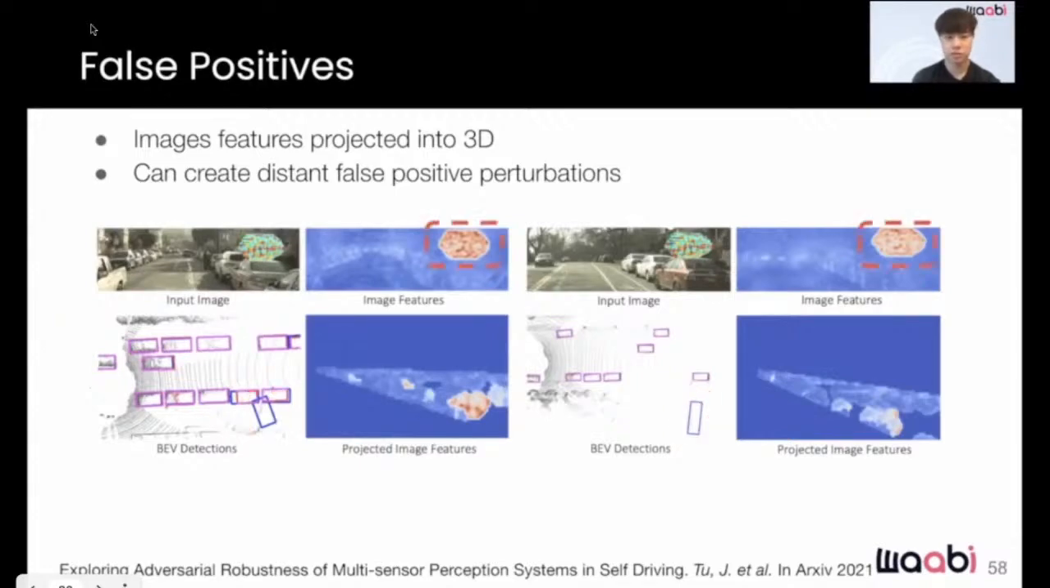Upon visualizing the image features after perturbation, we can see the adversary induces strong adversarial features in the image space. These strong features are then projected into 3D, and after projection, they dominate the 3D LiDAR features after fusion and create false positives.